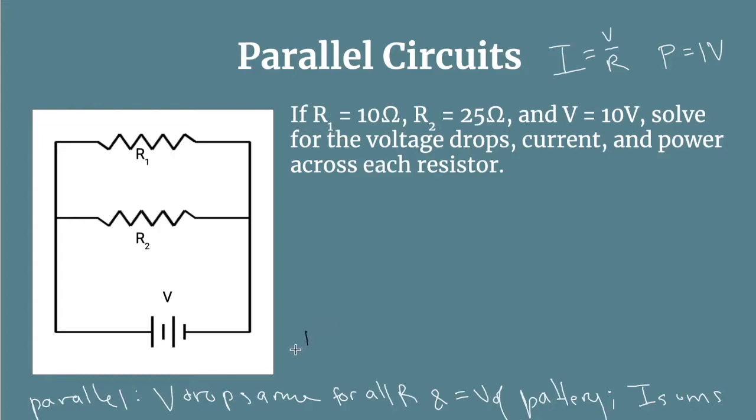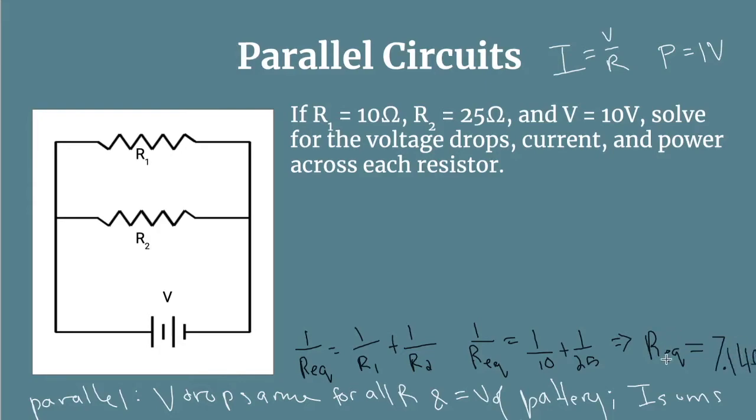So let's start by finding the total resistance here. We have 1 over R equivalent equals 1 over R1 plus 1 over R2. So then we have 1 over R equivalent equals 1 over 10 plus 1 over 25. So then we get an R equivalent of approximately 7.14. Once we have this total resistance and we know that we have a voltage that is constant across the whole thing, we can find the total current, which should equal the voltage over the total resistance. And we get an answer of about 1.4 amps.